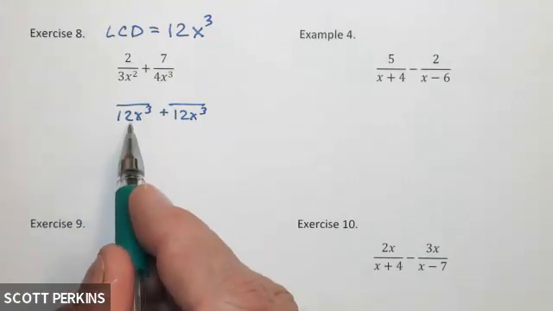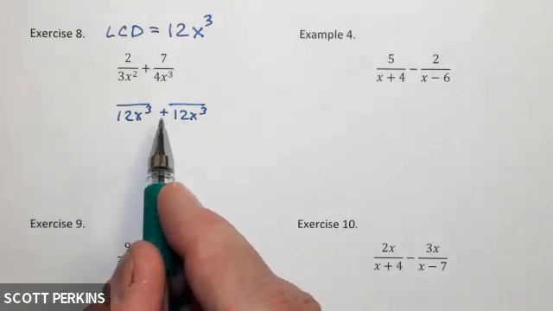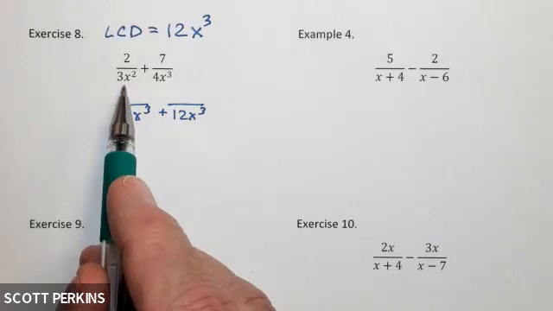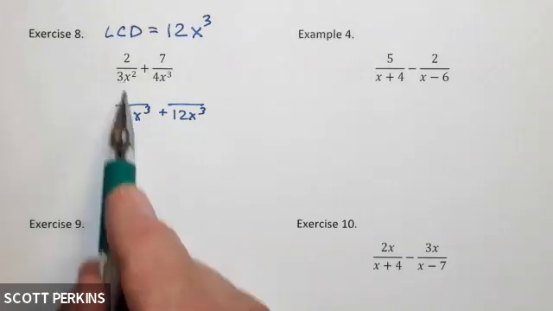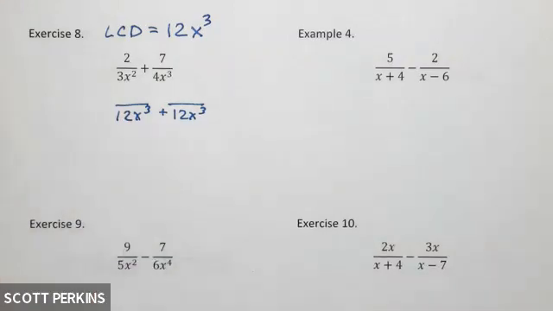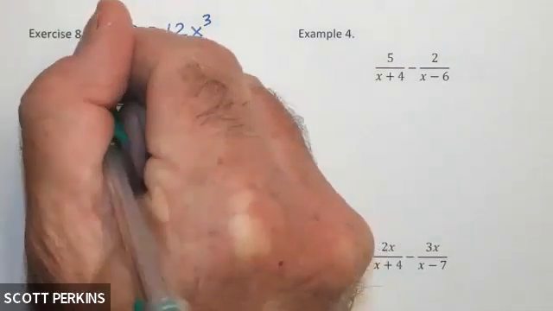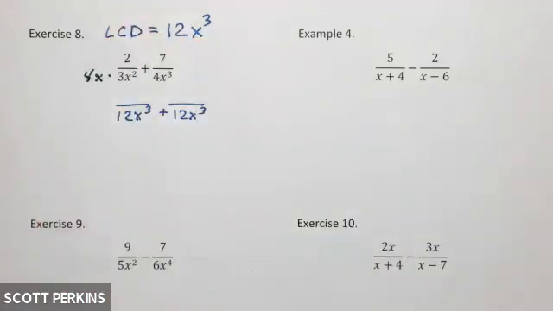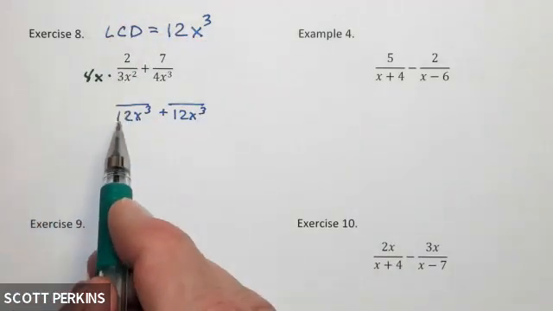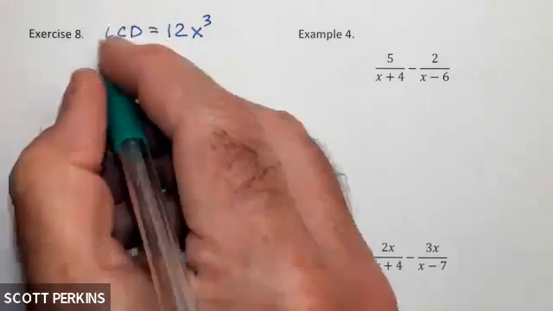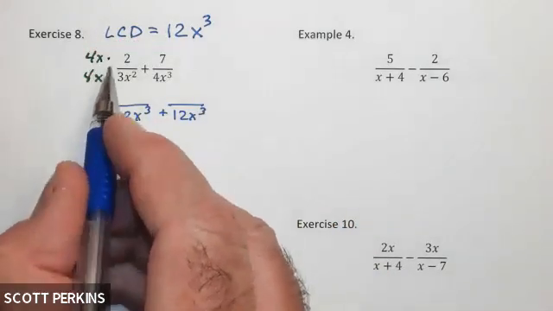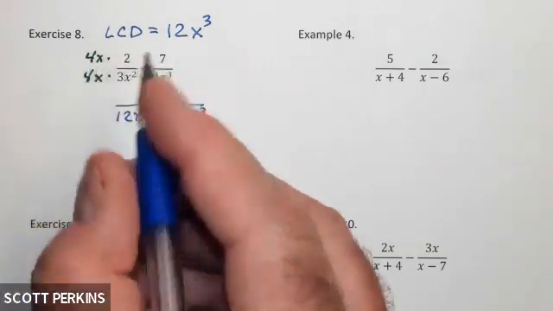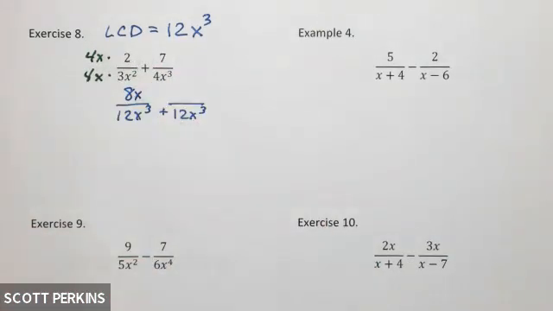Okay, so my common denominator is 12x cubed. Looking at the first denominator, it starts off as 3x squared. What do I have to multiply 3x squared by in order to make it into 12x cubed? 4. Okay, 4 and an x. 4 times 3 gives me 12. The x times the x squared gives me x cubed. So 4 and x. And when I multiply that in the numerator, I got 4x times 2, that is 8x.